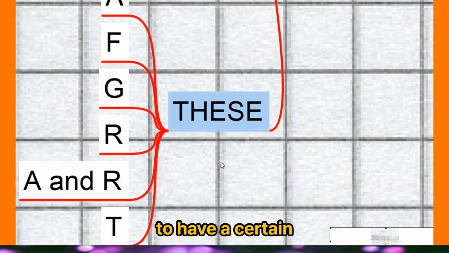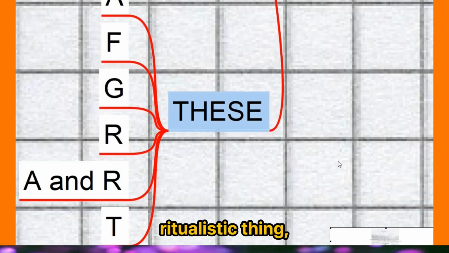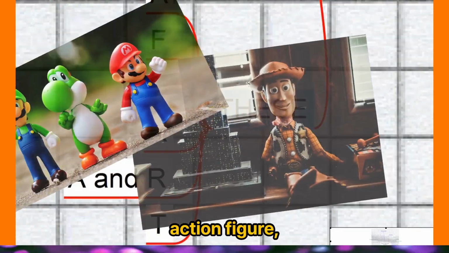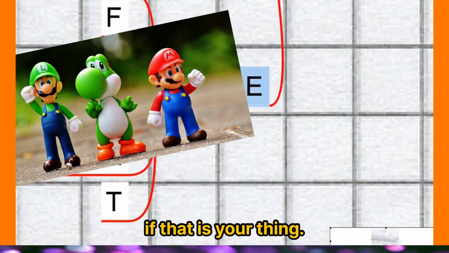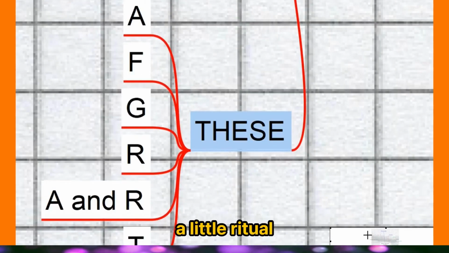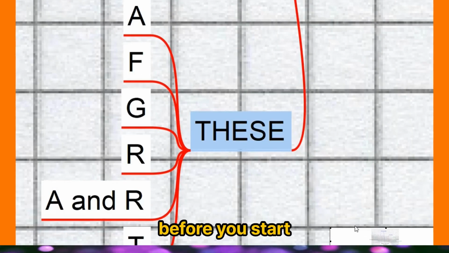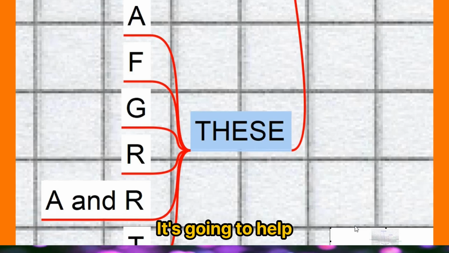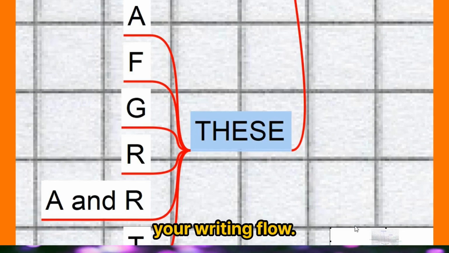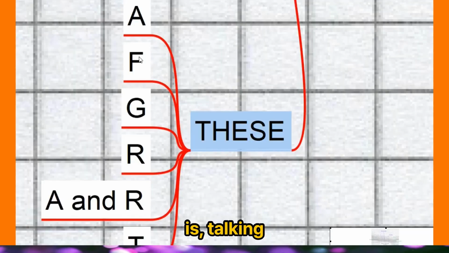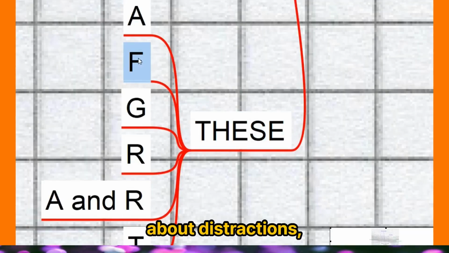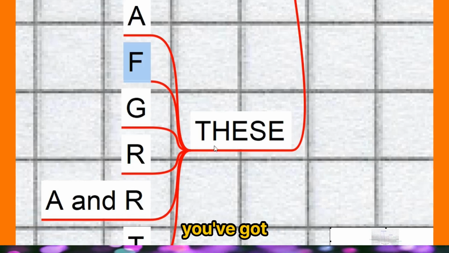Or you're going to have a certain ritualistic thing, like some people have an action figure, whatever it is. You pick that up and you place that in front of you, if that is your thing. So that becomes your little ritual, and you do that before you start writing. It's going to help you into a smoother transition into your writing flow. So you're going to have a focused writing session. Now the thing is, talking about distractions, going back to a previous point, you've got to be flexible.